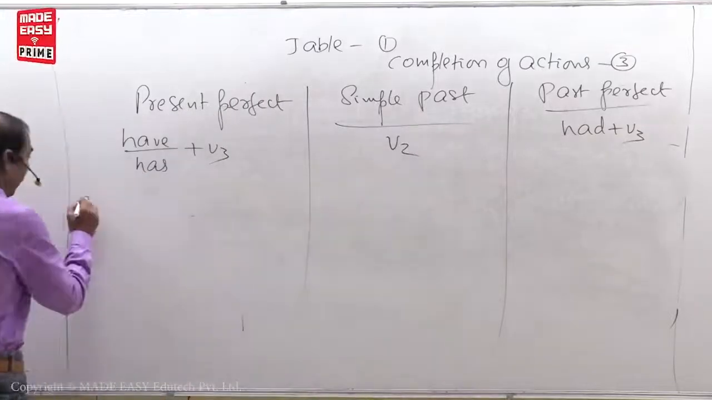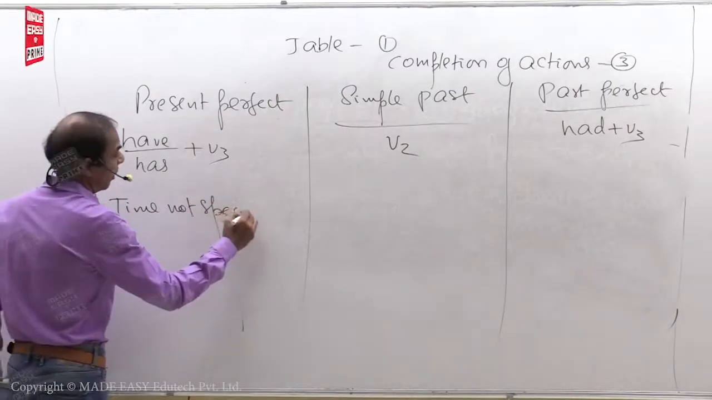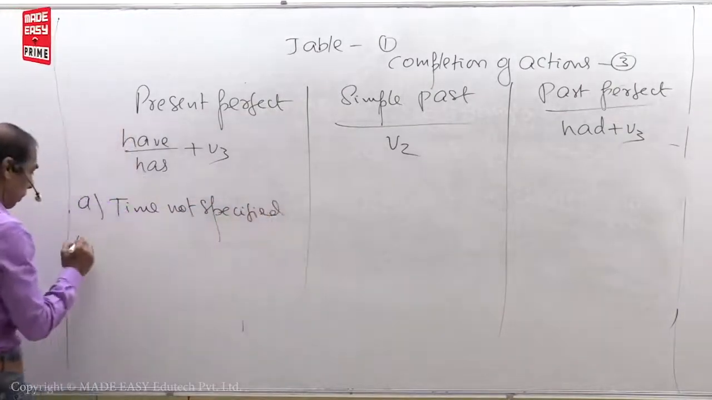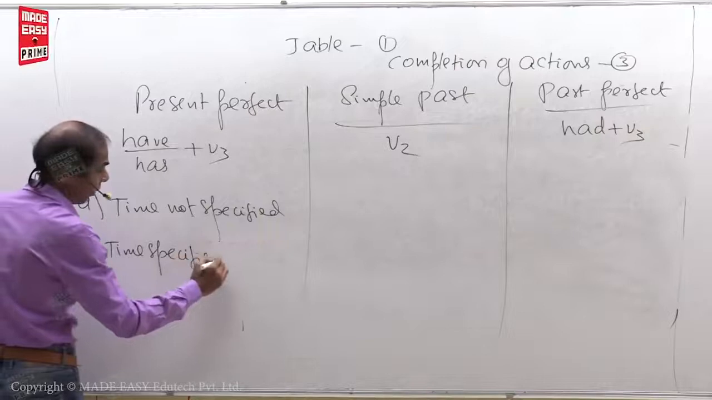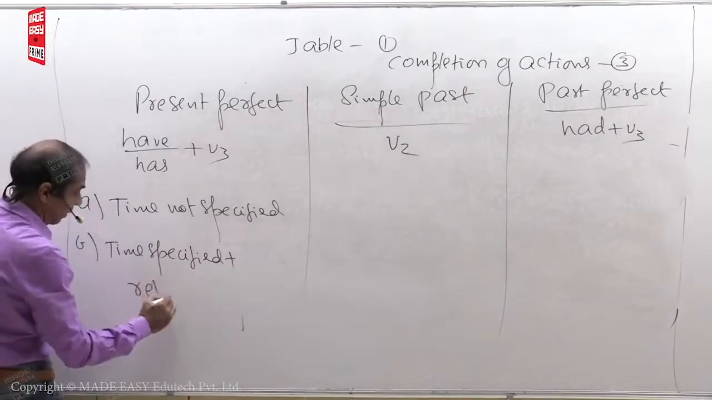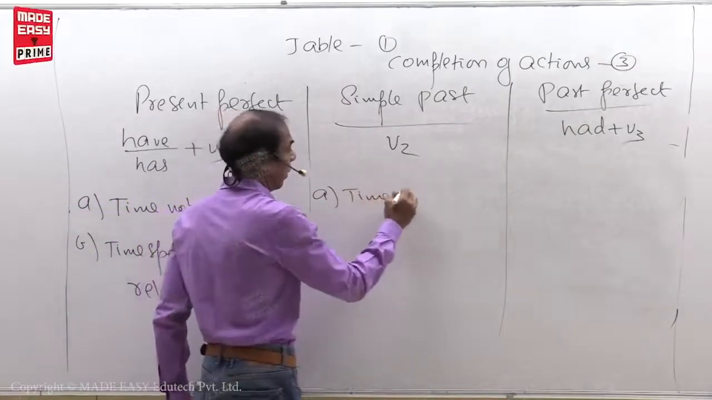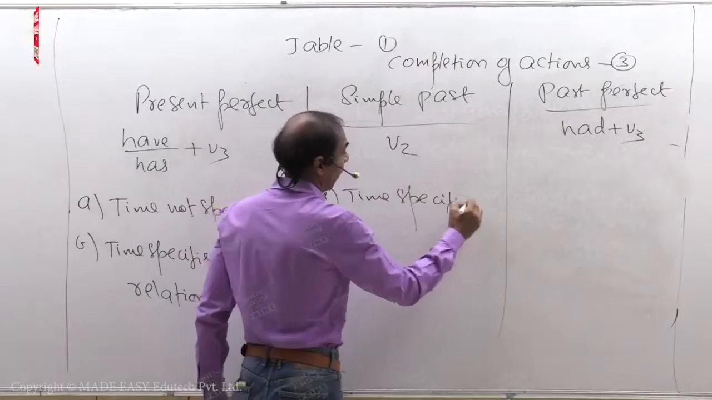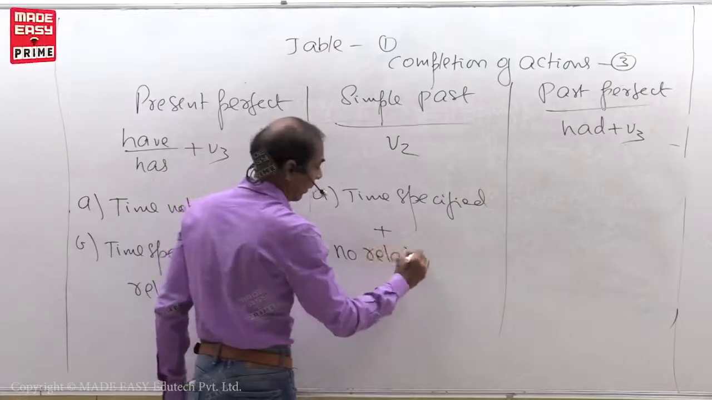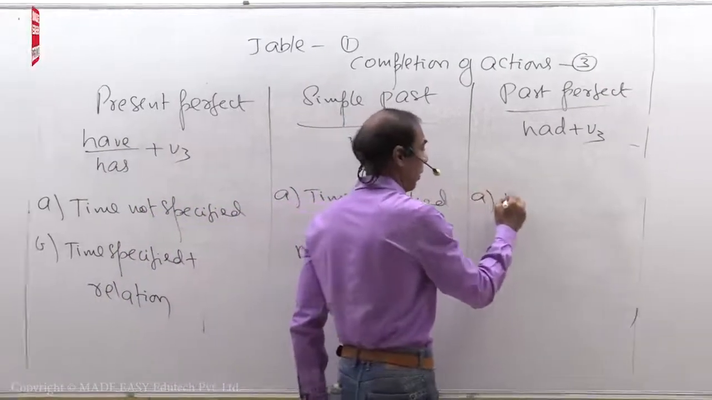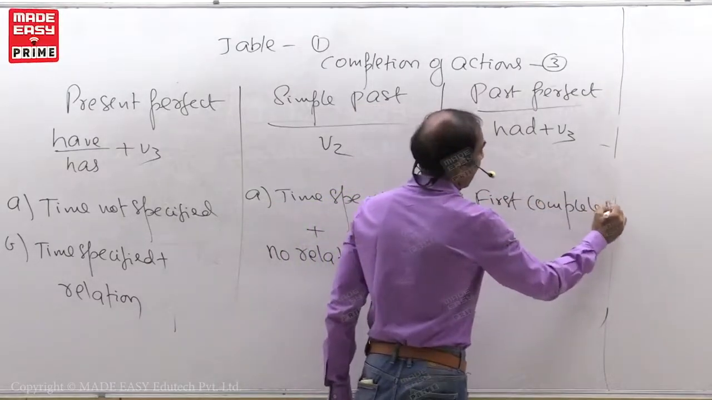Now see, A: time not specified. B: time specified plus relation. A: time specified plus no relation. A: first completed action.